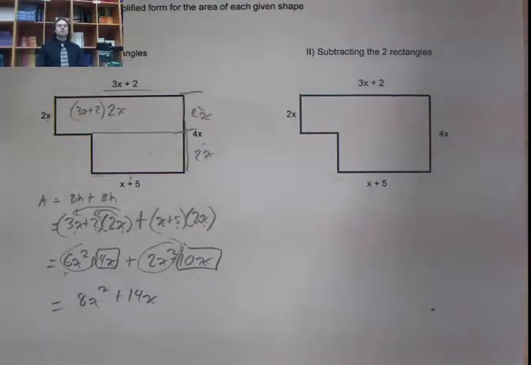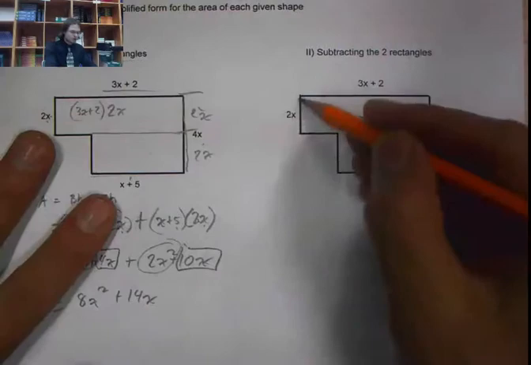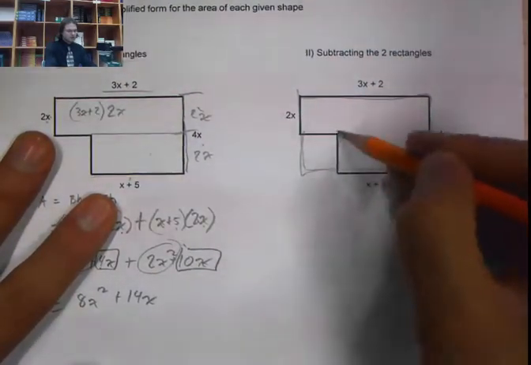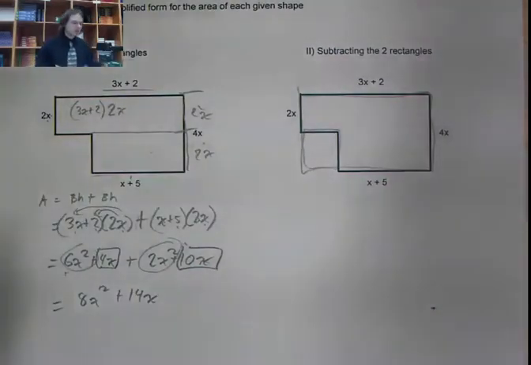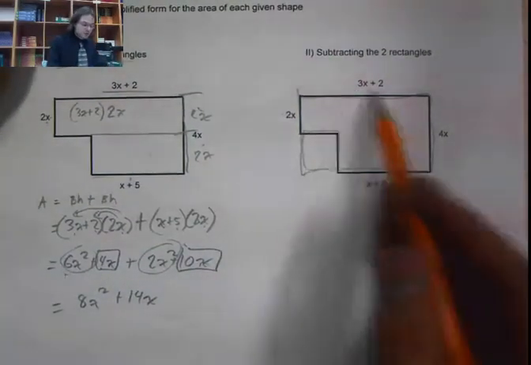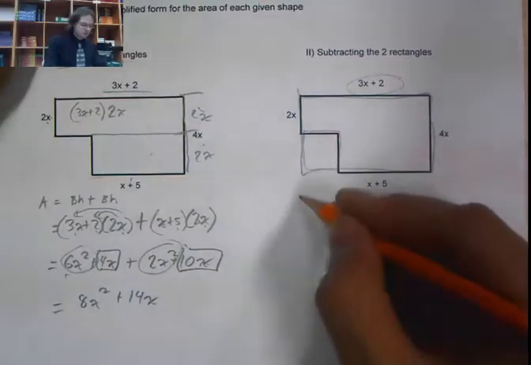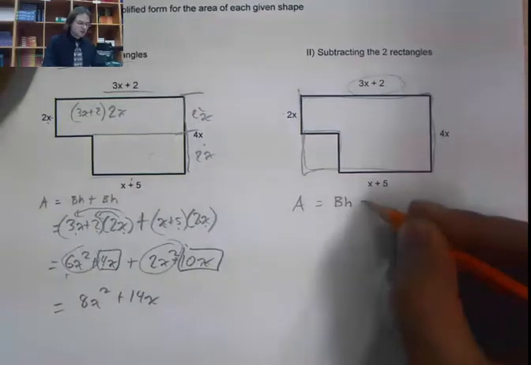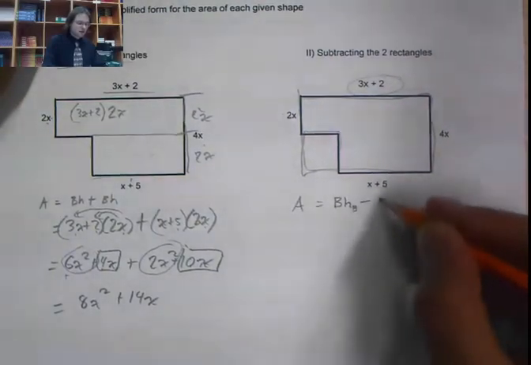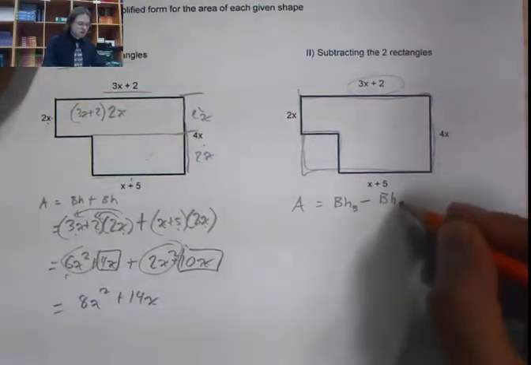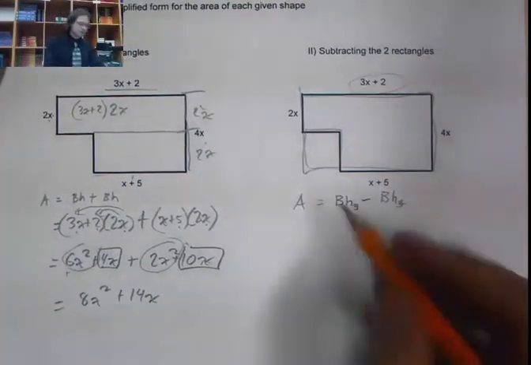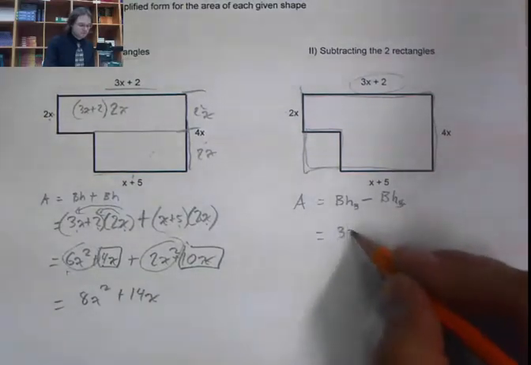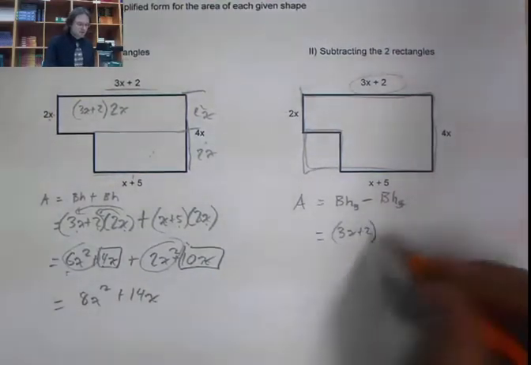Let's try the next one. The next one wants us to subtract. So we're going to look at this big shape here, and then we're going to subtract this little square from there, okay? So what is the big shape? We have 3x plus 2, so area is going to be equal to base times height, subtract, and this is the big one, subtract base times height, and we want the small one. Okay? So let's look at my big one. My base is 3x plus 2, and my height is 4x.